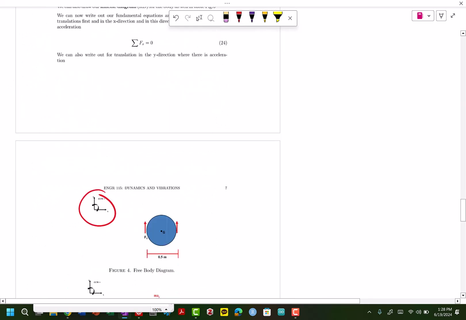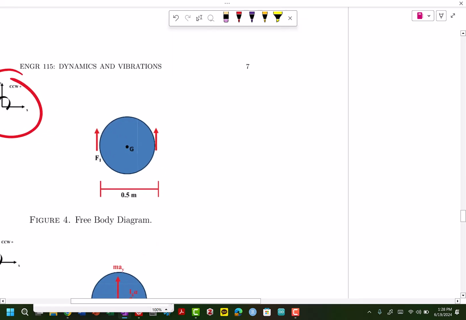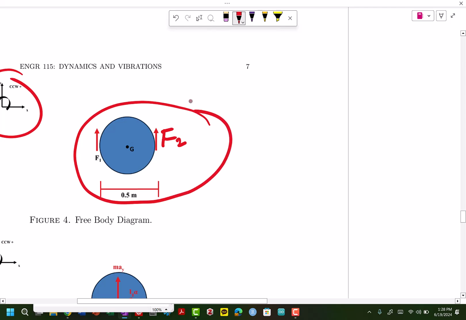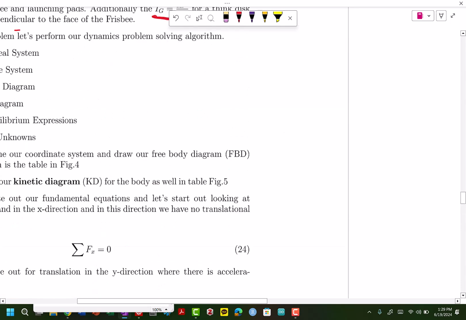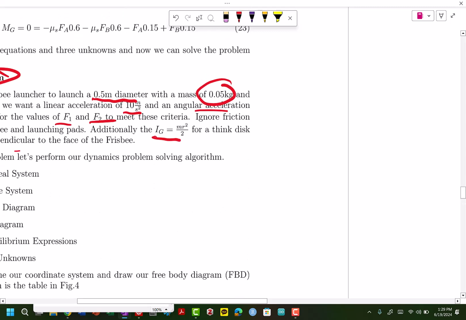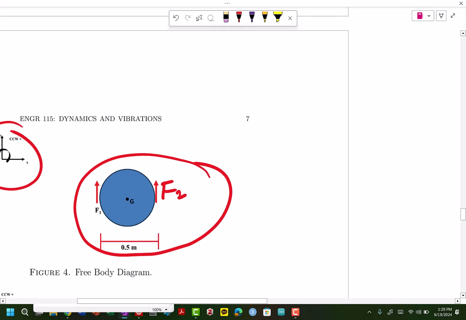So we're going to idealize our system first. This is F1, this is F2. Again, we're ignoring friction. We have our coordinate system. That's step 2. Step 3 is going to be our free body diagram, which is effectively this right here. We're shooting that Frisbee through. There's going to be some force here, some force here. We're solving for force 1 and force 2. We're given the IG, the mass, and that the diameter is 0.5. So this is our free body diagram.